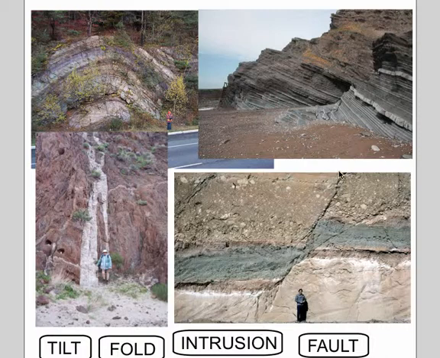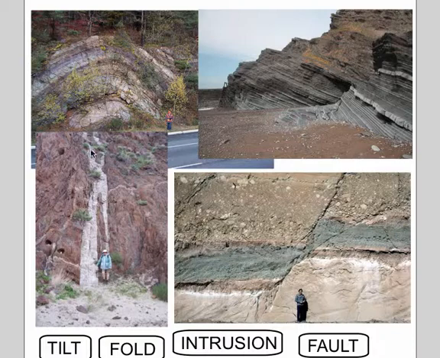Then, bottom right, this looks like a huge piece of cheesecake or something, but you can see how the Earth has actually shifted. That gray, probably some type of clay layer, is not matched up on the other side of the fault line. Things have shifted.